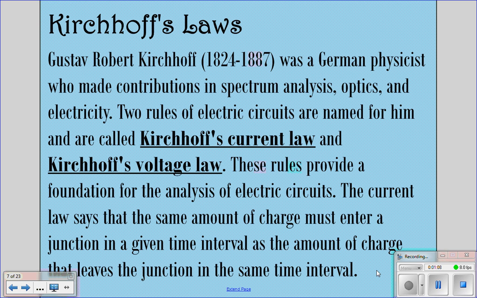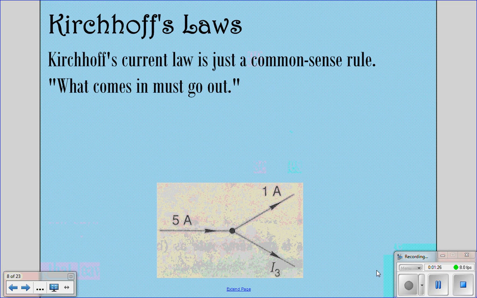The current law says that the same amount of charge must enter a junction in a given time frame as the amount of charge that leaves the junction in the same time frame. Okay, so same amount of charge must enter in a given time frame as what leaves in the same time frame. So the book says that his current law is just a common sense rule. And they say what comes in must go out.